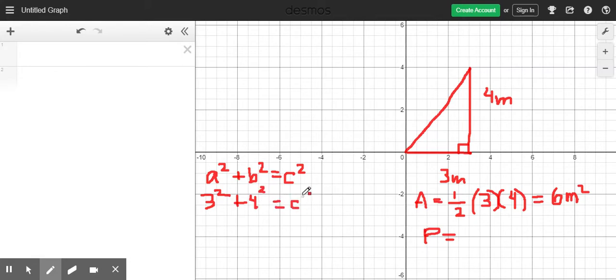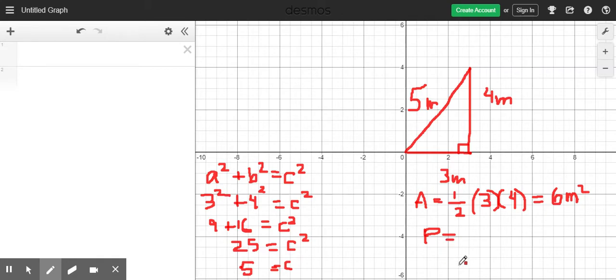equals c squared. So we have 9 plus 16 is equal to c squared. 25 is equal to c squared. So we need to think what number squared is 25, and that would be 5 or negative 5, but since we're talking about a length, we'll just ignore the negative 5. So we've got a side length here of 5 meters.